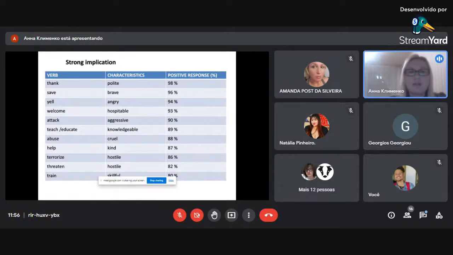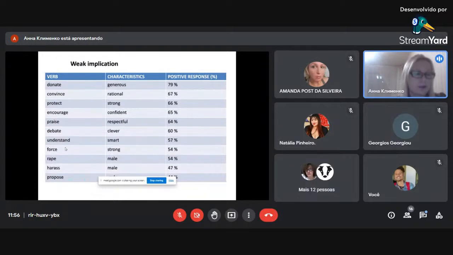I should say that the results with teach and educate, which is strongly associated with the characteristic knowledgeable, are probably the result of the environment of our experiment, because we have respondents who are future teachers, and their profession probably influences such type of association. We also revealed certain features that are not so strongly implicated, although if we look at the definitions of verb meaning in the dictionaries, or if we study collocations, we could find a semantic connection between the characteristics we provided and the verb predicate.